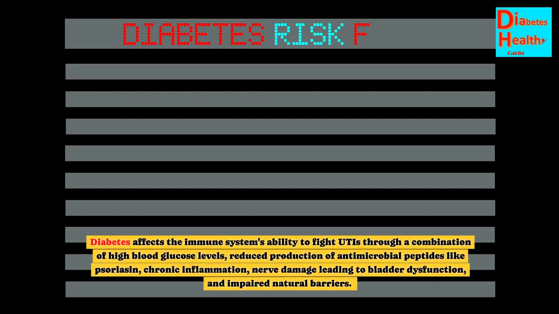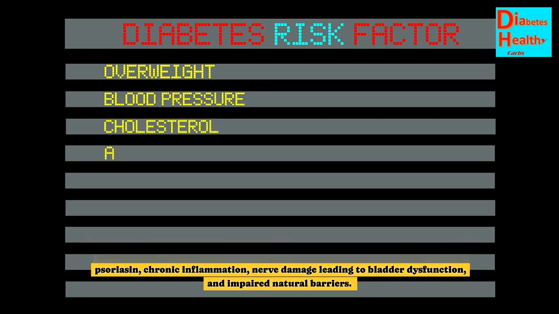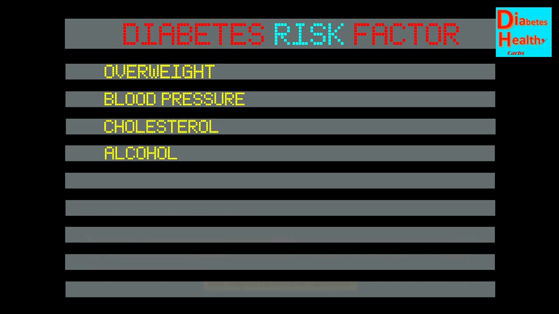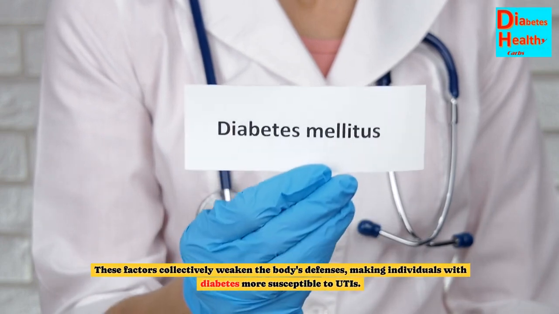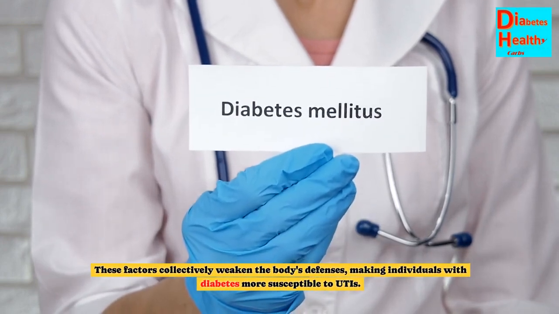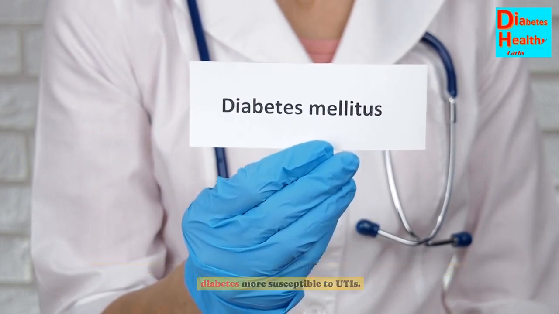Diabetes affects the immune system's ability to fight UTIs through a combination of high blood glucose levels, reduced production of antimicrobial peptides like psoriasin, chronic inflammation, nerve damage leading to bladder dysfunction, and impaired natural barriers. These factors collectively weaken the body's defenses, making individuals with diabetes more susceptible to UTIs.